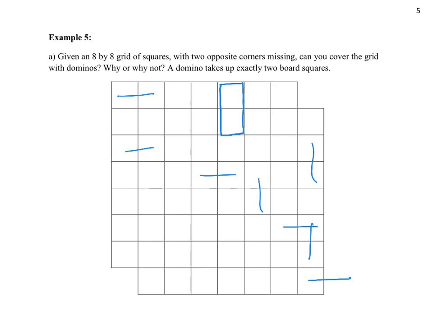So pause the video now and give that a try. So this type of problem is known as a tiling problem. And when tiling with dominoes on a rectangular grid or square grid, one of the very helpful tools that you can use is to checker the grid.